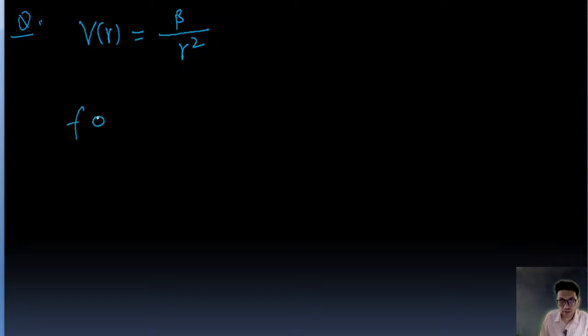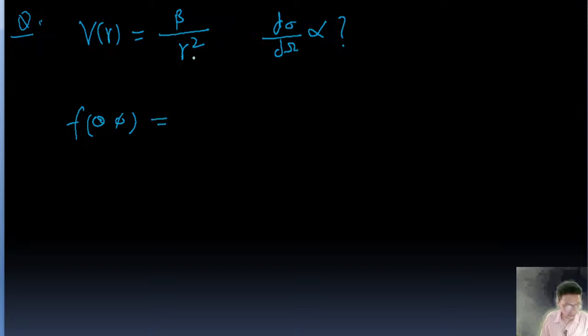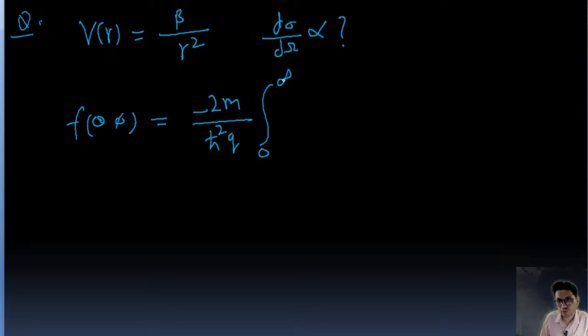So first we have to find out d sigma upon d omega, which is proportional to |f|². First we will find the scattering amplitude f, which is a function of theta, phi. That we know is minus 2m upon h cut square q, integral 0 to infinity r V(r) sin qr dr, right? This is also a very good question.